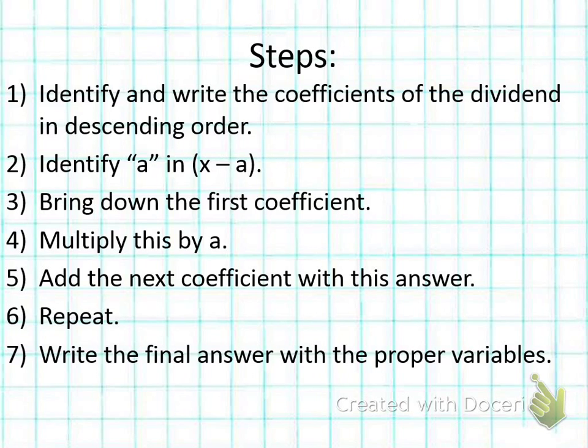So the steps are on the board right here. Identify and write the coefficients of the dividend in descending order. Identify a in x minus a. Bring down the first coefficient, multiply this by a, add the next coefficient with the answer, repeat, and write the final answer with the proper variables. Okay, if you're in the video, you should pause so you can see this.